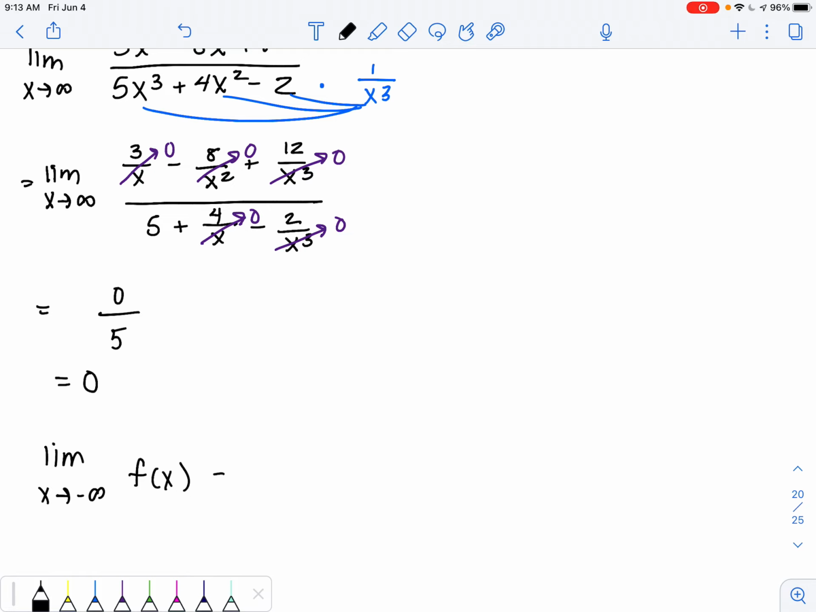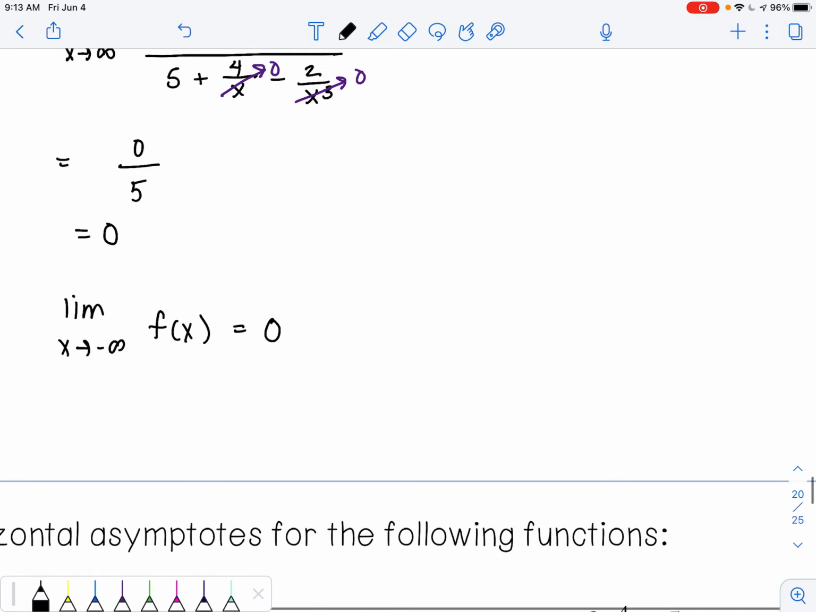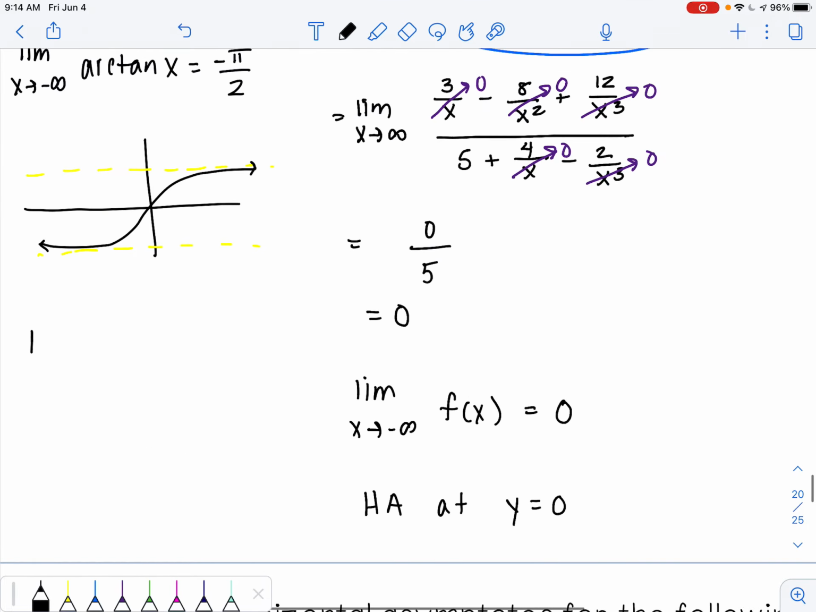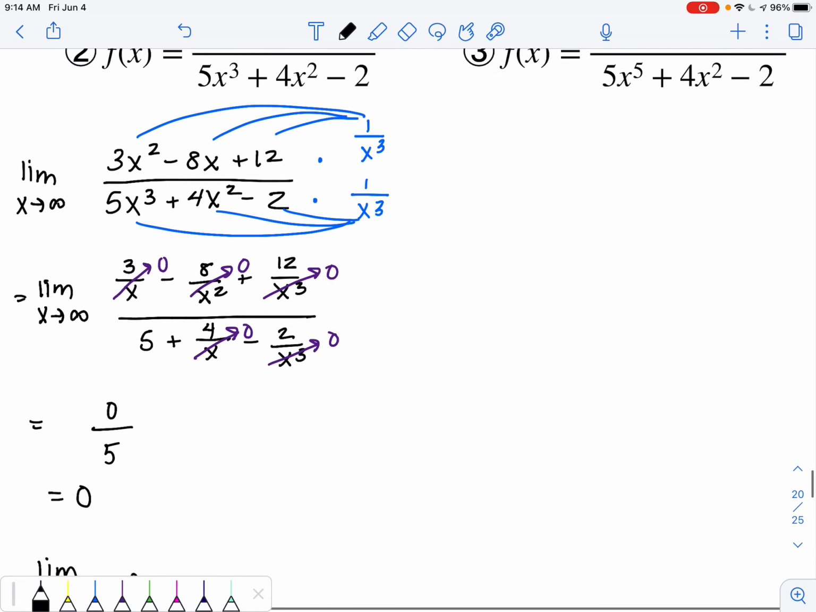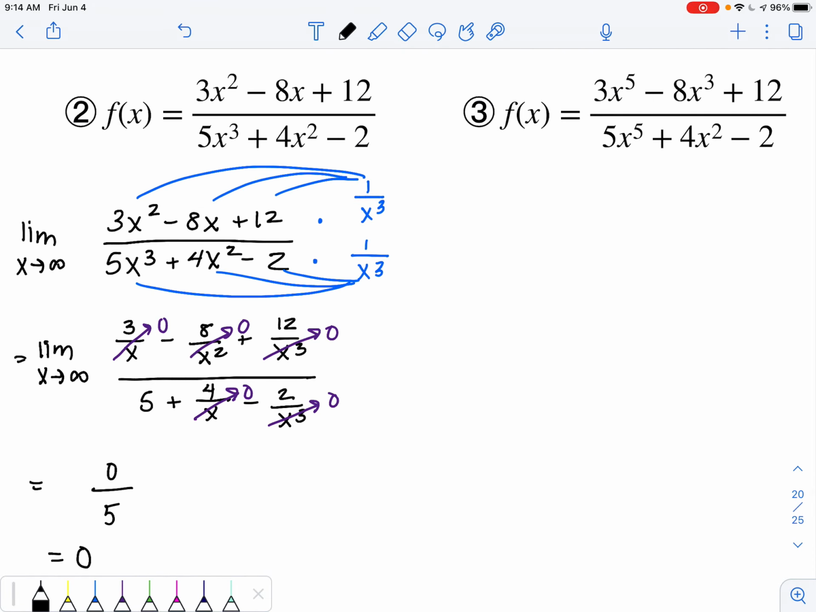And that's going to be the same case for x approaching negative infinity. And you can use the same trick here. So we have a horizontal asymptote at y equals 0. I guess I should write the proper answer over here. We have horizontal asymptotes at y equals plus or minus pi over 2. And then we'll do the same thing over here for our last function.